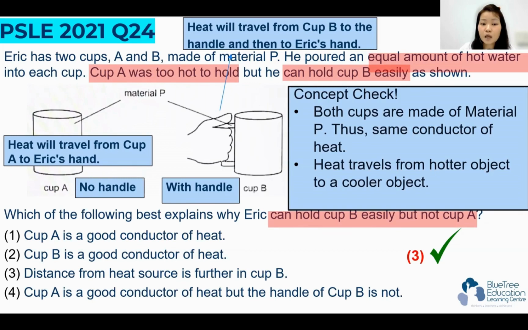Yes? Okay, so why can't the answer be 4? The thing is that cup A and cup B are made of the same material P, the whole thing. The question didn't tell you that the handle is made out of a different material. So a lot of students have this misconception that, oh, is it because the handle is made out of a different material? No, it is the same. The handle is also made out of material P, because the question tells you that Eric has 2 cups, A and B, made of material P.